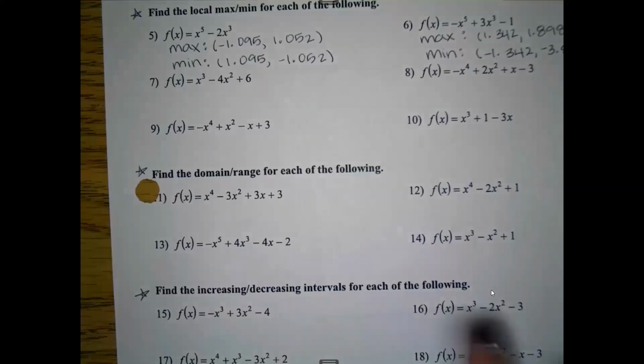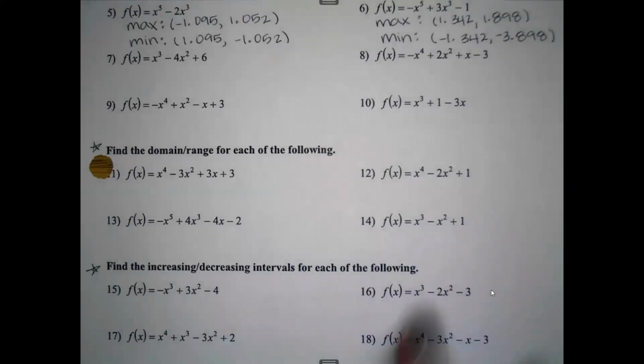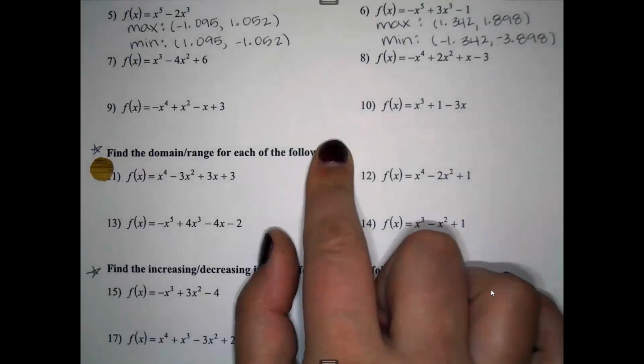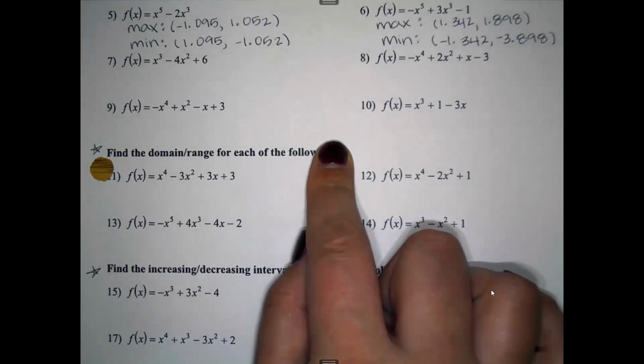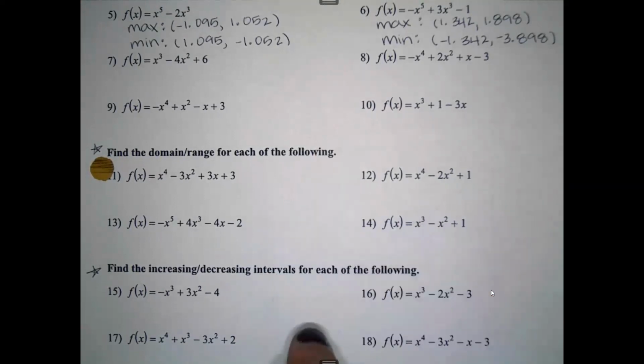Okay, we're going to go back to the worksheet. We're going to go to number 11. So at this point, you should have 5 through 10 done. Did we see that to do 5 through 10, all we have to do is graph it and click on the answer? Okay, 5 through 10 does not take a lot of effort. We have to put a little bit more effort into 11 through 14.